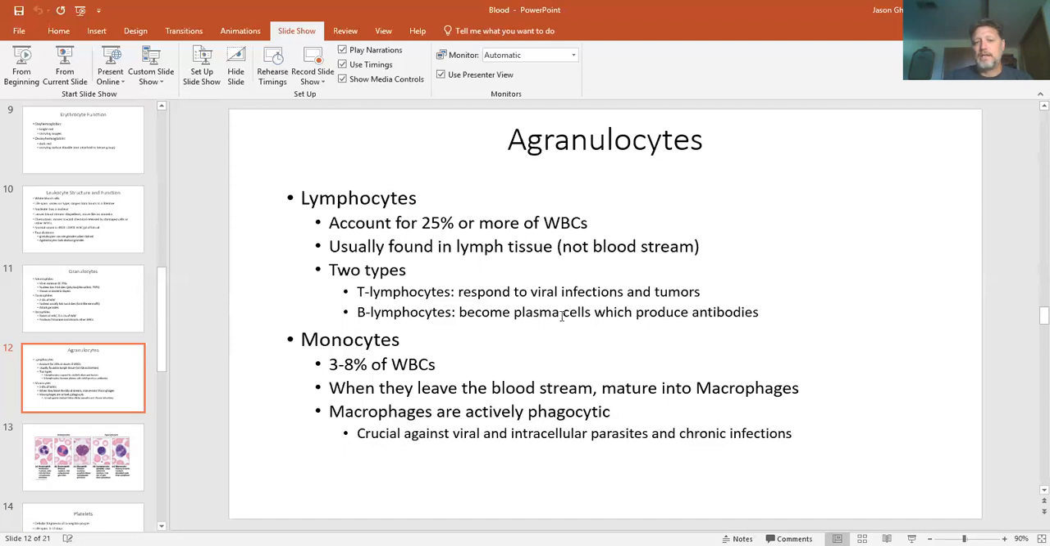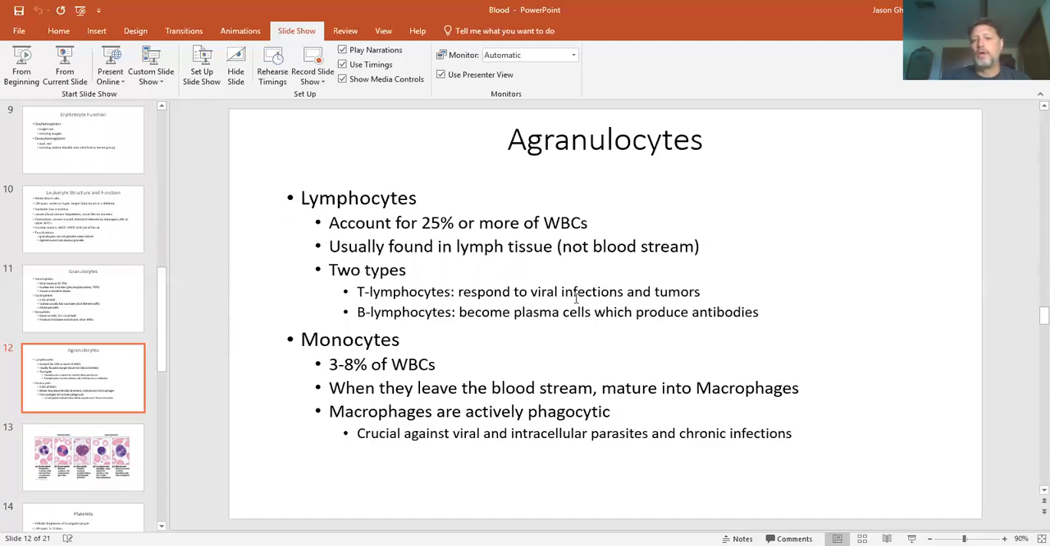T lymphocytes, we produce a bunch of these to attack virus-infected cells, to take out the viruses, and tumor cells. And then we have what we call B lymphocytes, and these are what we call plasma cells. And plasma cells produce the antibodies that mark the viruses or any kind of a foreign antigen so that the T lymphocytes will go and attack them.